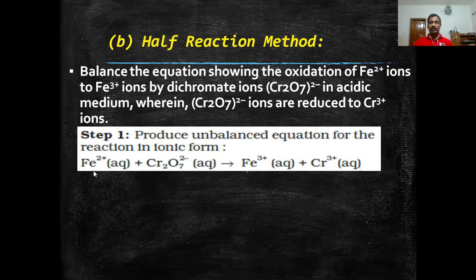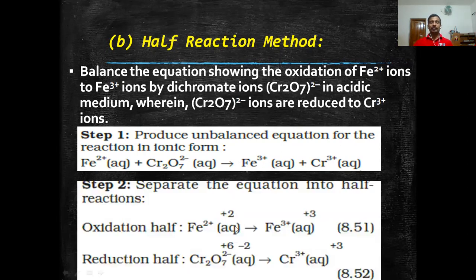And for the conversion of Fe2 plus to Fe3 plus, it has to release 1 electron. For the conversion of Cr2, that means 2 Cr in +6 oxidation state to Cr in the +3 oxidation state, here it should get 6 electrons, isn't it? So we can split it into 2 halves. Oxidation half Fe2 plus gives Fe3 plus. Reduction half Cr2O7 2 minus gives Cr3 plus. Split it. And first you balance the oxidation half.